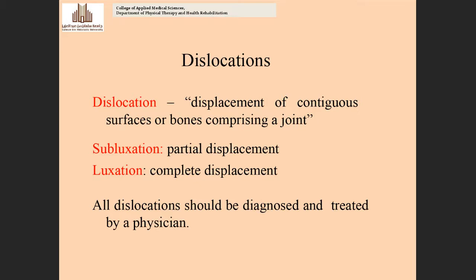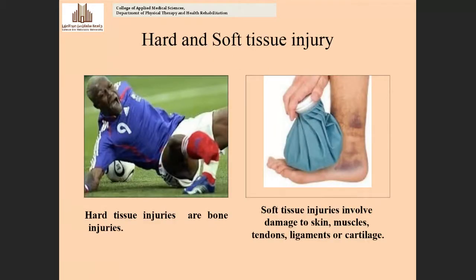Partial displacement means that if only one part of the joint is displaced, it is partial displacement, or subluxation. Dislocation should be diagnosed and treated by a physician. Once you identify any player or athlete who has dislocation, you should immediately refer the player or athlete to a sports physician. And I will show you some important pictures that give some idea about these injuries.